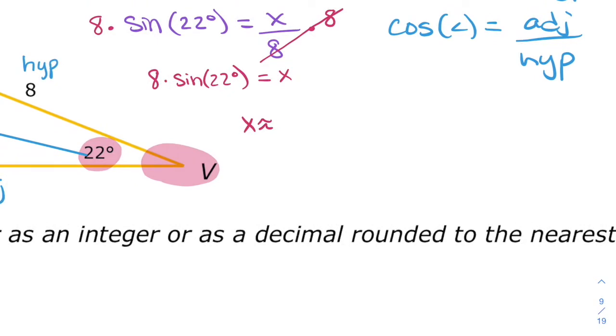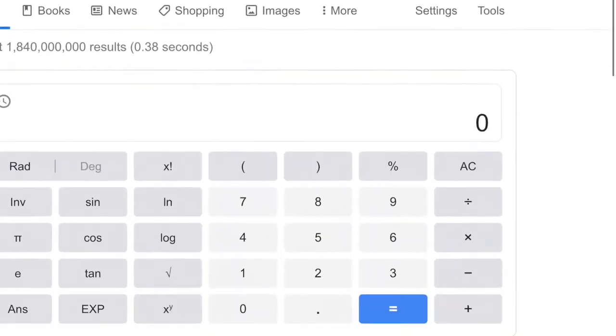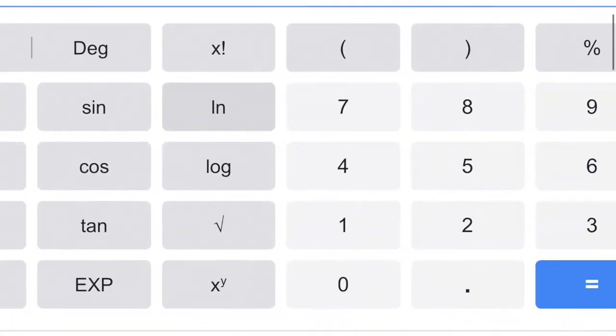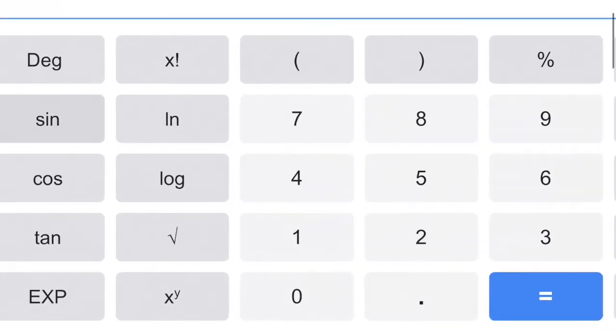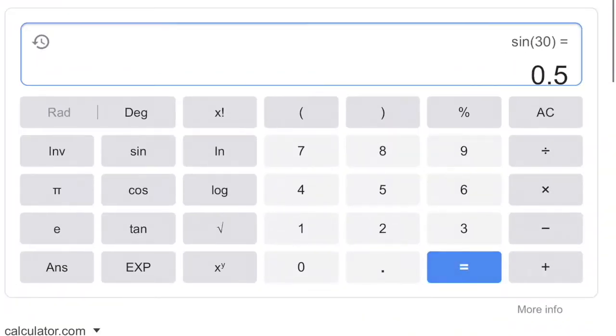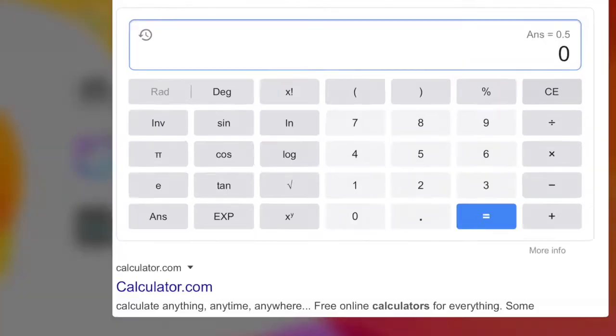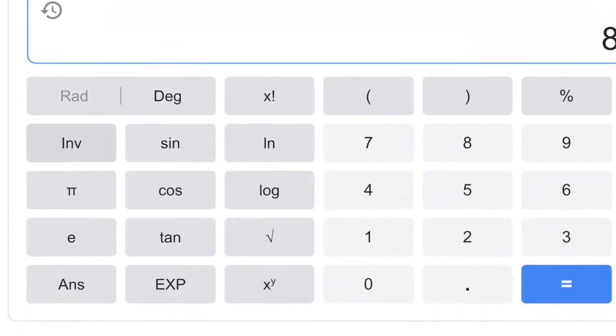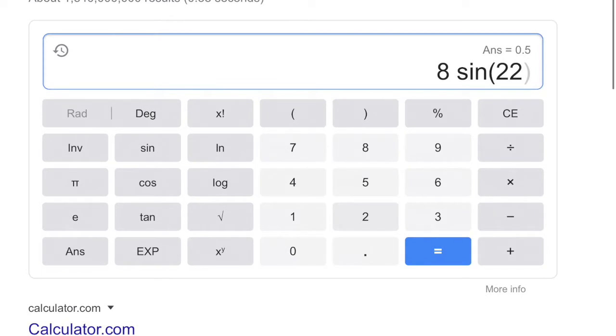So I'm going to go to my calculator. I need 8 sine of 22. Let's make sure we're in degree mode. I'm going to check real quick. Sine of 30, yep, good. Cosine of 60, good. Okay, I need 8 sine of 22 degrees. So I'm going to type that in, 8 sine. Notice I'm not using inverse. I'm just using regular sine because we're not looking for an angle measure. We're looking for a side length.